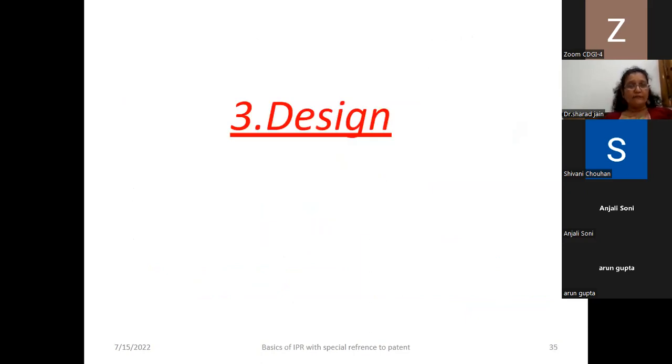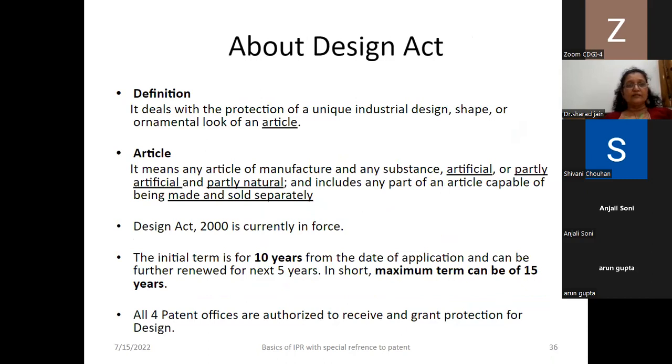Then third is the design. Design deals with the production of unique industrial design, shape or ornamental look of an article. If anybody is making a design, giving shape or giving an ornamental look to an article, that can also be applied to the government and they can make that design their own property. So it may be artificial or partially artificial or partially natural, and it can be any part of any article capable of being made or sold separately.